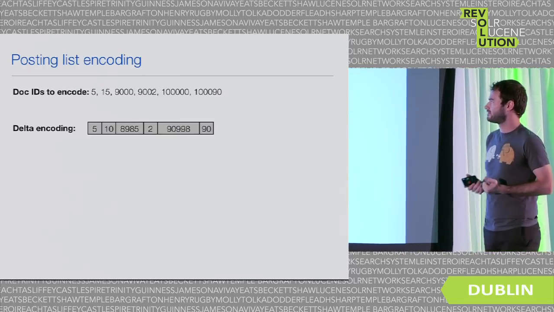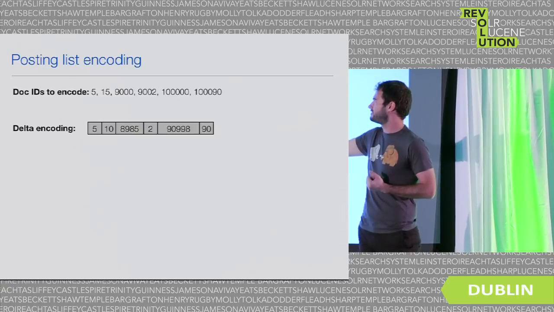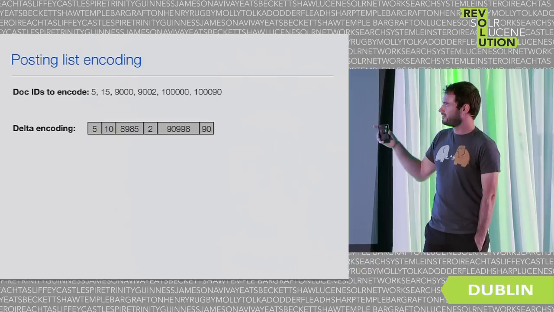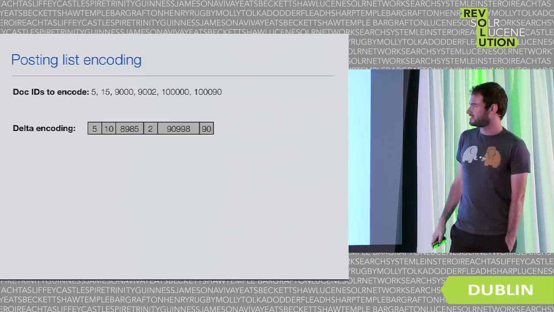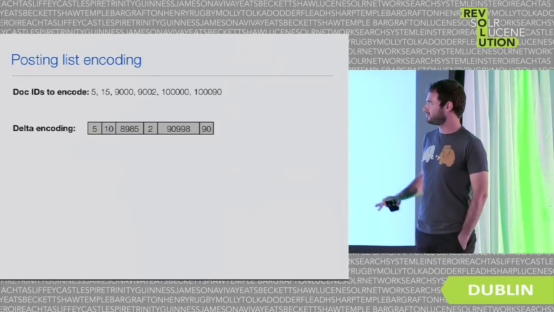So if you look at the doc IDs up here, if you, for example, had a posting list with numbers 5, 15, 9,000, 9,002, 100,000, and so forth, then those numbers are pretty big. What Lucene does, and Earlybird doesn't, is delta encoding.